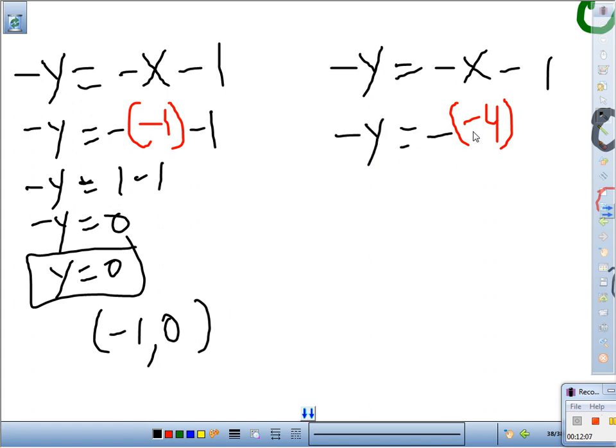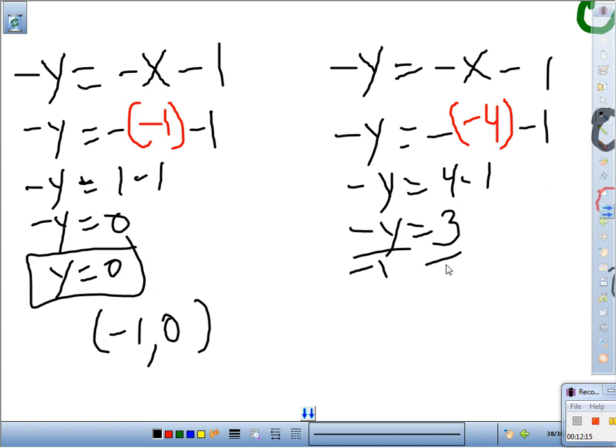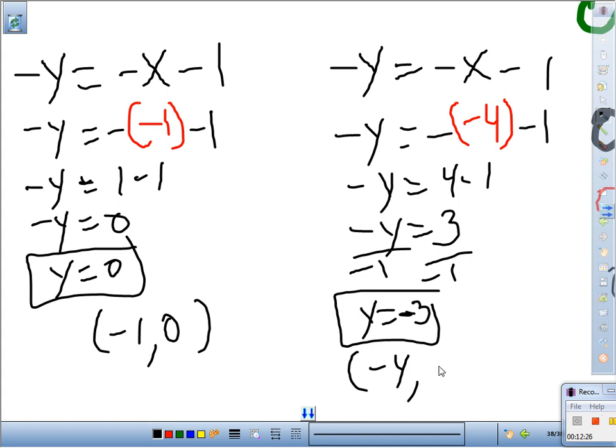All right, let me do the same to this one. Negative y equals negative times negative 4 minus 1. Negative y equals 4 minus 1. Negative y equals 3. I need to divide by negative 1, so that leaves me with y equals negative 3. So what does that mean, Mr. Q? That when x is negative 4, y is negative 3. And what are these? My solutions.